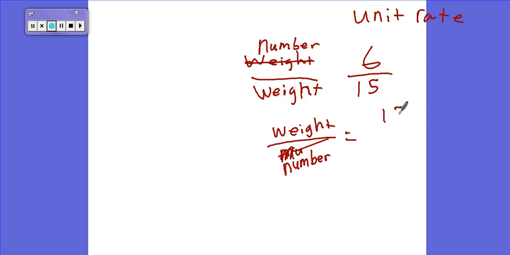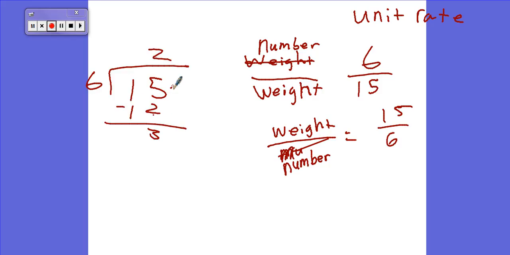Which would be 15 over 6, because I can flip-flop these, right? I wouldn't know how much one item weighs. So I'm going to divide 15 by 6. If I did it the other way, I would not be finding out what each item weighs, and it'll be a problem. So each item is going to weigh 2.5 pounds.